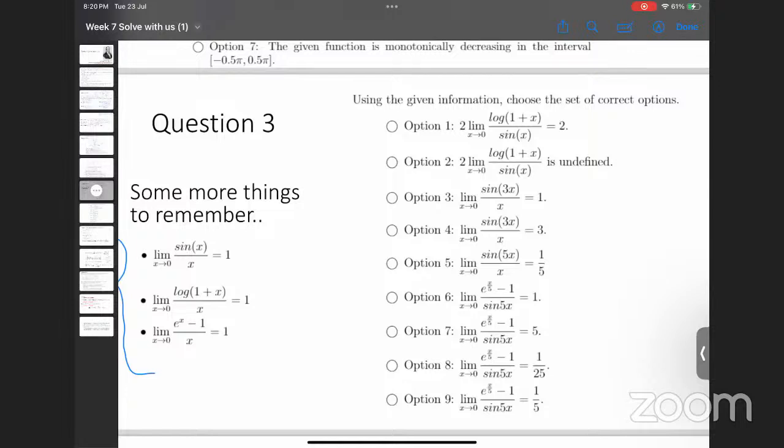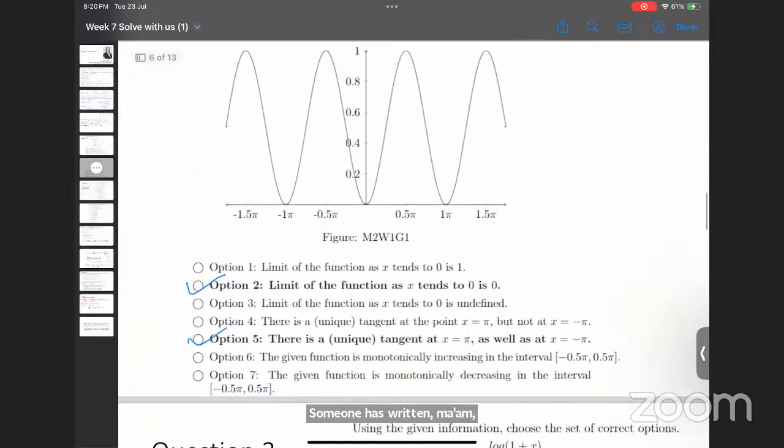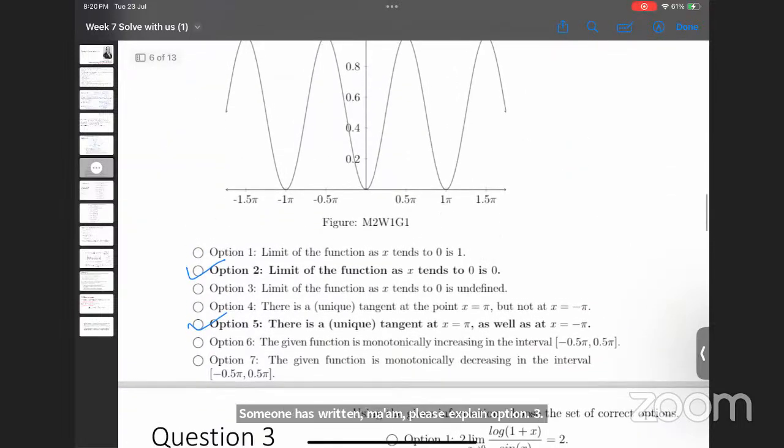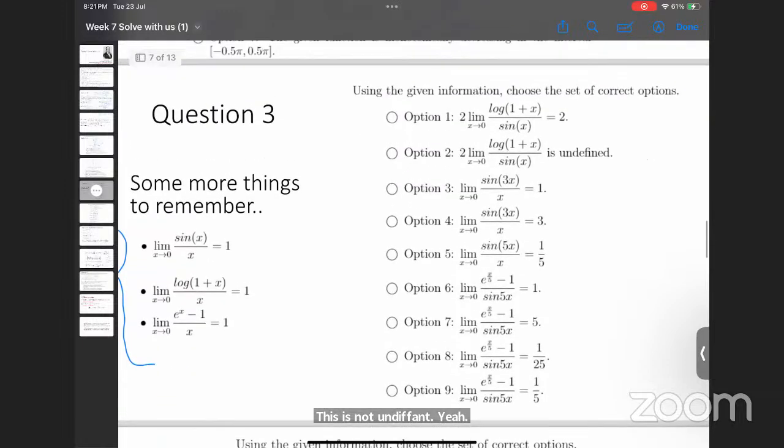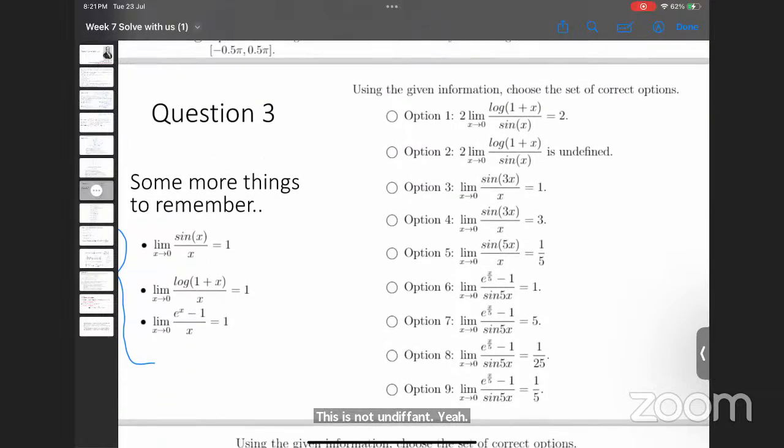Someone has written, ma'am, please explain option 3 of the second question. Undefined means what? This is not undefined, because as x tends to 0, the limiting value is 0. So this is defined. Now solve the third question.